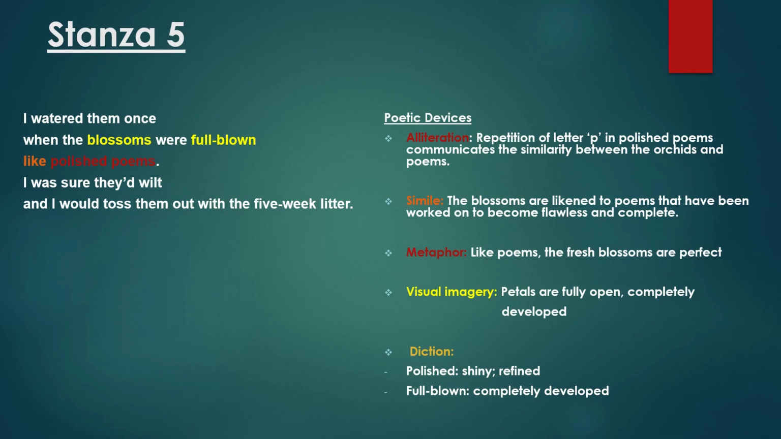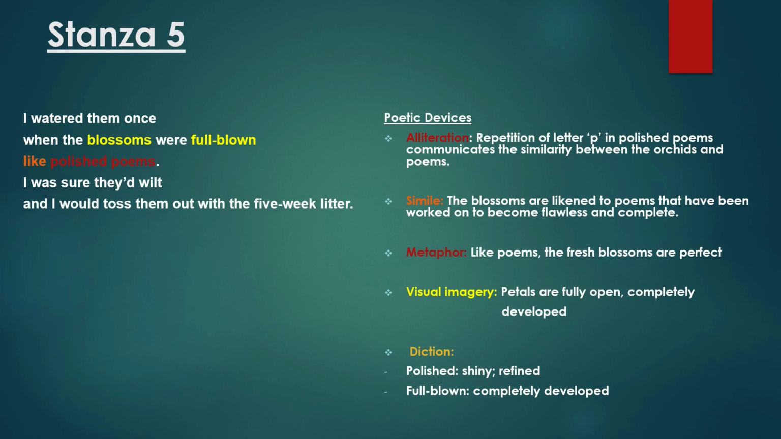Okay? And of course, we have visual imagery. The visual imagery there in yellow, the blossoms when they were full blown. We can visualize freshly picked flowers, even though it's not plucked. We know what a fresh flower looks like while it is still attached to its stem or tree or plant. So it helps us to see the petals are fully open and they are completely developed.